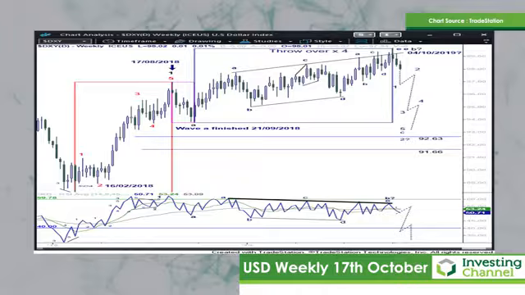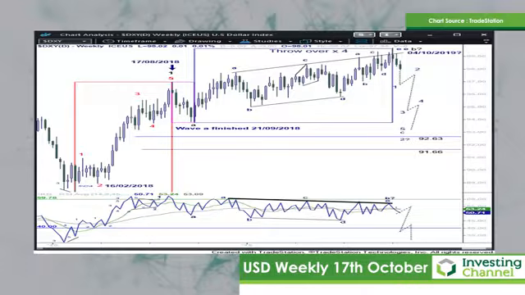The blue line at 92.63 and then the magenta line at 91.66 are high probability targets for the C wave to terminate. The blue line is in fact a 50% retracement of the impulse wave contained in the red box on the left hand side, and the magenta line is a 61.8% retracement of that impulse wave, again contained in the red box on the left hand side.